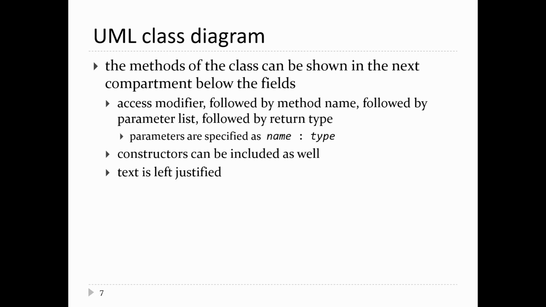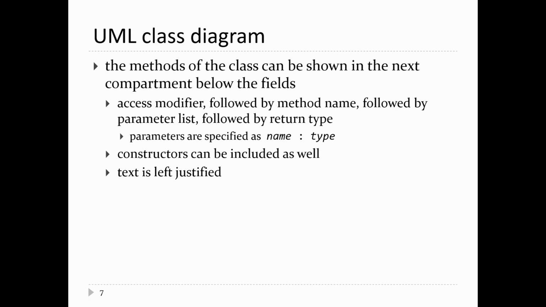If you want to, you can then show the methods of your class, right? Or you can just show the methods of the class. Right? You don't have to show the fields. You don't have to show the methods. You can show the fields, or you can show the methods. Right? So the methods of the class then are shown. If you want to show them, you show them in another box.